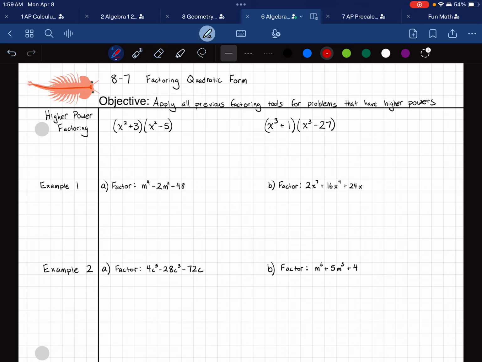This is Algebra 2, Lesson 8-7, Factoring Quadratic Form. Our objective today is to apply basically all of your previous factoring tools for problems that have higher powers. The main tools we're going to be focusing on today are sum and difference of cubes, difference of squares, and ninja stars. We are not really doing factoring by grouping or advanced ninja stars in this lesson.